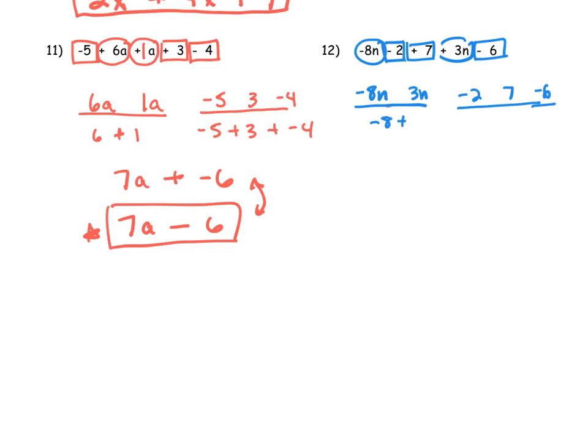If your answer was negative 5n for the first term, that's correct. And if you added 2 plus 7, that's a positive 5. And positive 5 plus negative 6 would be negative 1. You could also write this as negative 5n minus 1.